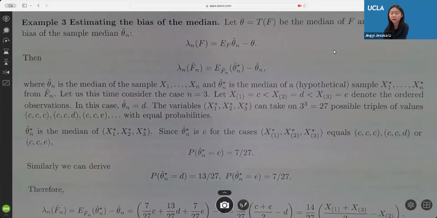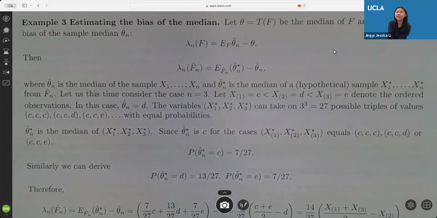Again, we consider the 3 values in our sample to be sorted. Smallest, C, middle one, D, largest one, E: C, D, E. We let them denote the ordered observations. So in this case, the median of F n hat is D, right? It's clear, it's D. And the hypothetical sample has how many choices? 3 to the 3, 3 cubed, right? 3 cubed is 27 possible values, triples of values.